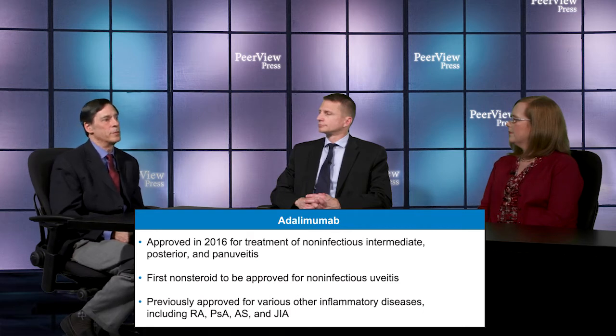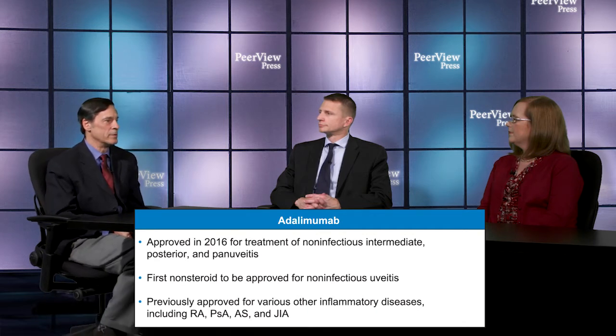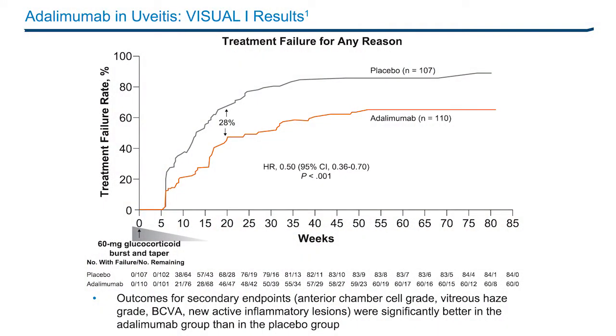This treatment has previously been approved for a variety of other inflammatory conditions such as rheumatoid arthritis, psoriatic arthritis, ankylosing spondylitis, and JIA. The FDA approval was based on positive results from phase 3 studies. The phase 3 VISUAL 1 study looked at the use of adalimumab in patients with active non-infectious uveitis despite steroid treatment for at least 2 weeks, which were then discontinued by week 15.